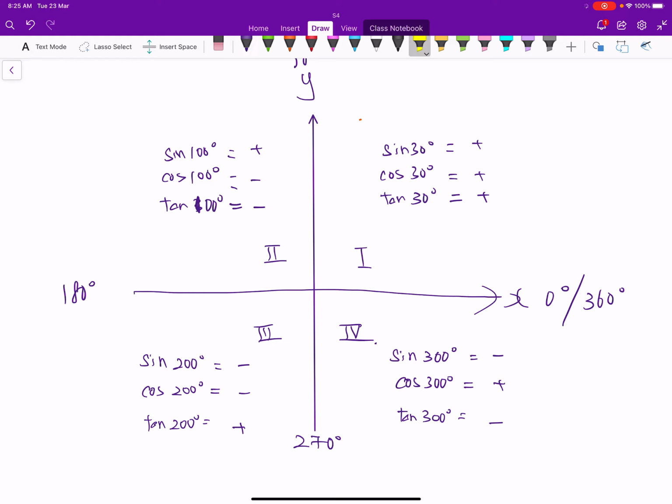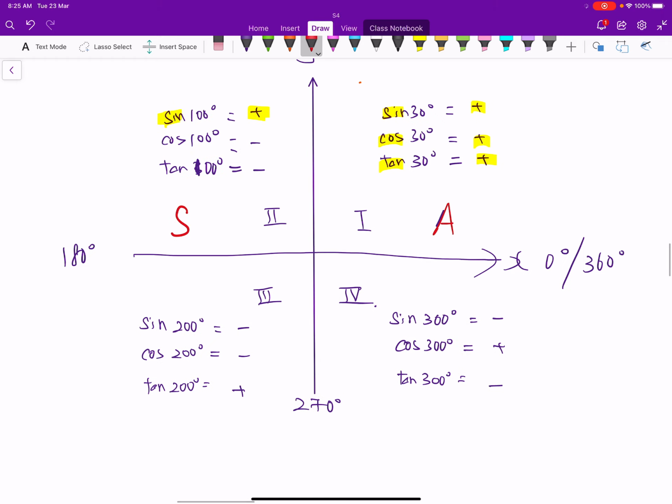So we can see that in quadrant 1, all the sine, cosine, tangent will be positive. So we call it A. That means all the sine, cosine, tangent will be positive. And in quadrant 2, you can see that only the sine will be positive. So we call it the S quadrant. That means only the sine will be positive.